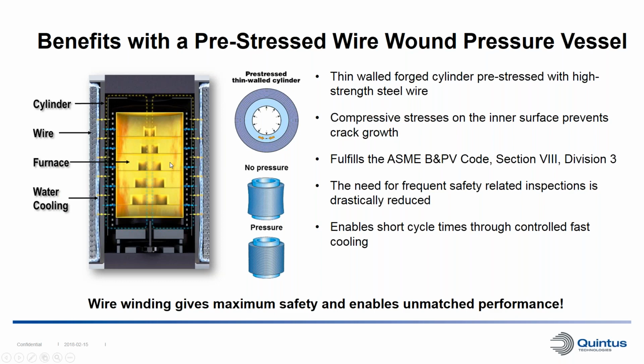And by doing this, we can create the very fast and rapid cooling possibilities that Magnus presented earlier. This, of course, enables short cycle times, but it also eliminates or diminishes the need for safety-related inspection, because the pre-stress is in direct connection to the diameter change of the pressure vessel. So we can always, through measuring the diameter, validate and verify what the pre-stress in the pressure vessels is. So this is a very safe solution which also enables an unmatched performance.